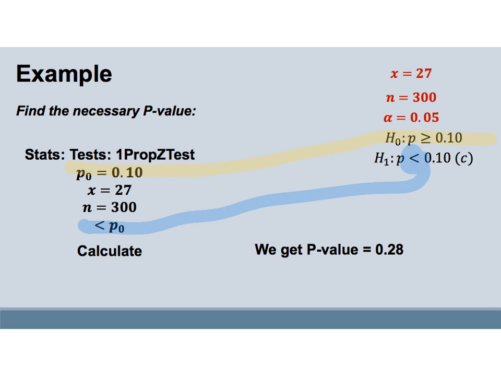So P naught is 0.10, X is 27, N is 300. I want to pick less than, calculate, and you get a P of 0.28. The test statistic would be negative 0.58 if it asked for it. So again, the two things you'd write down: what test you used, and what you got.